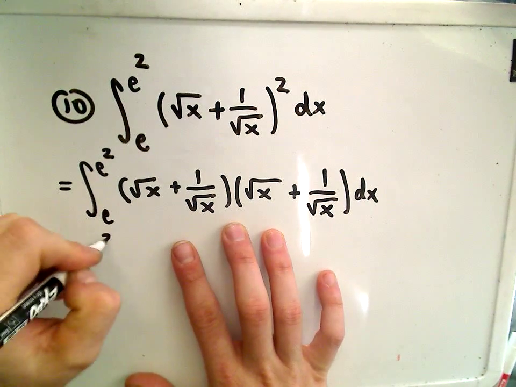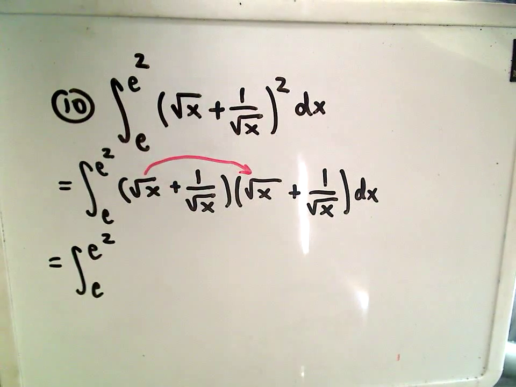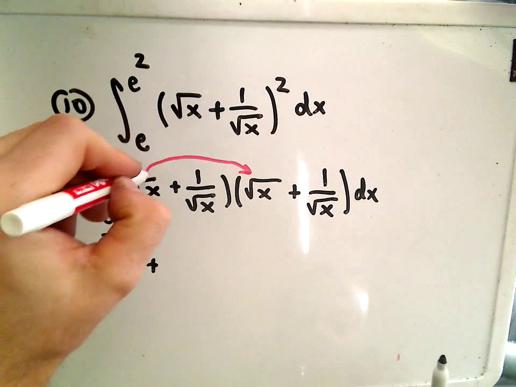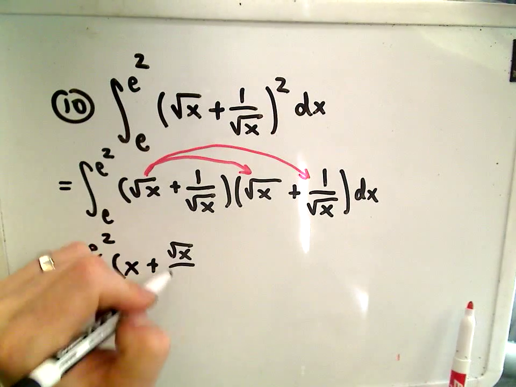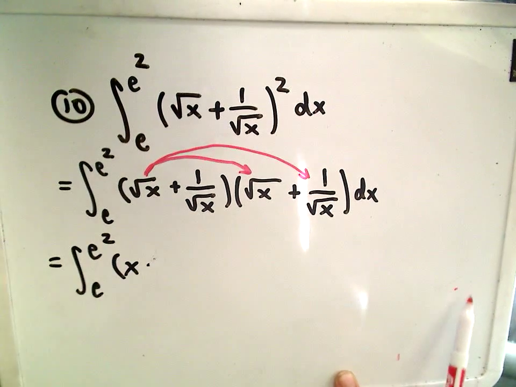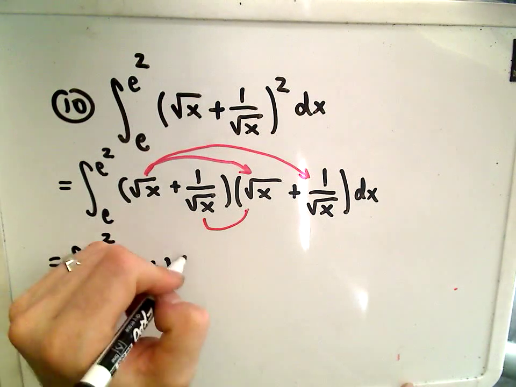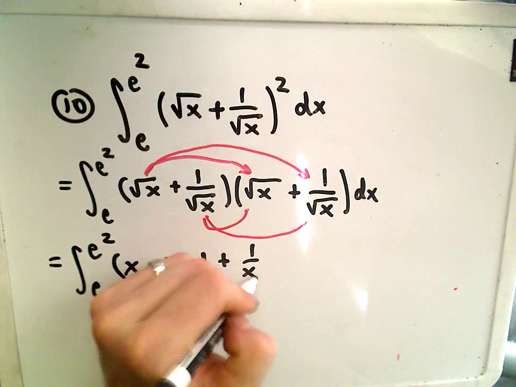So e to e squared. So the square root of x times the square root of x, those will just cancel each other out, and we'll just get x. Plus, notice if we multiply x plus 1 over square root of x, we'll get root x over root x, but root x over root x is just going to give us 1. Likewise, on the inside, we're going to have a 1 over square root of x times a square root of x. That's just going to give us another plus 1. On the outside, when we multiply 1 over square root of x times 1 over square root of x, we'll just get 1 over x dx.